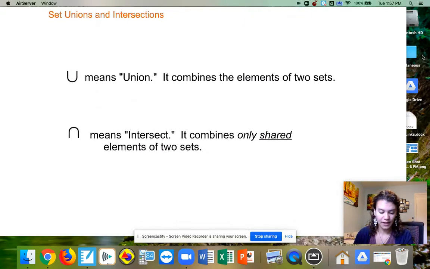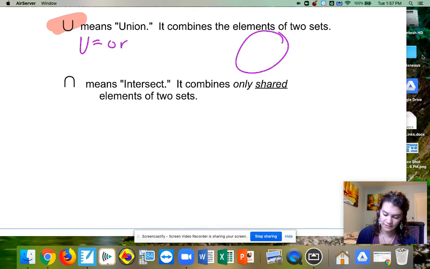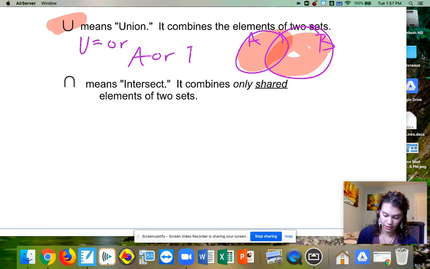All right. Next, unions and intersections. So here, U, like this, means union. It's the combination of two sets. You can think of it as an OR. So we'll just call them circles. This is A and this is B. If you're doing the union of them, you're saying anything in A or anything in B or where they overlap. So this would be like A or B. You could write this as A union B.